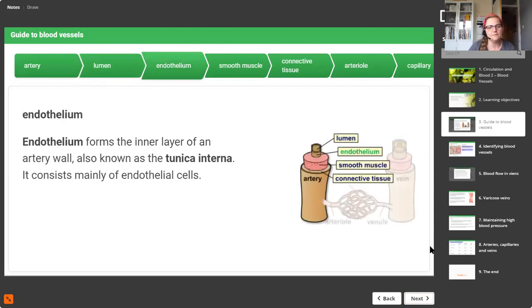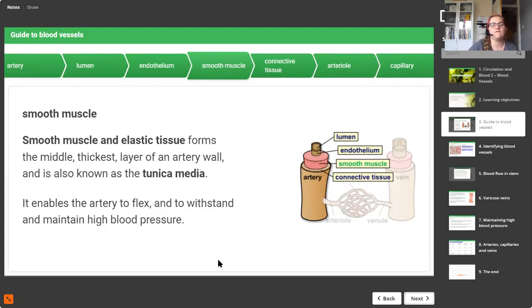The endothelium forms the inner layer of an artery. It's also known as the tunica interna, and it consists mainly of endothelial cells. Then we've got our smooth muscle cells and elastic tissue, and this forms the middle and thickest layer of an artery wall, also known as the tunica media. This enables our arteries to flex and to withstand and maintain that high blood pressure. If they weren't able to flex, they would snap and break because of the such high pressure that blood is traveling through our arteries. So they have to have that flexibility.